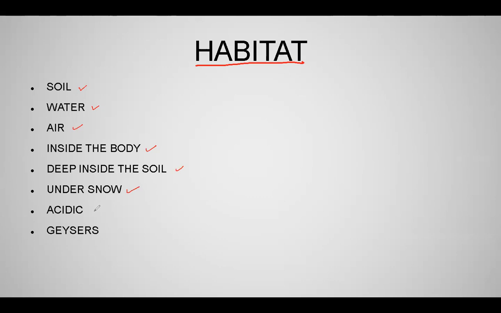You know, some of the soils are acidic, the pH is acidic. Even in acidic pH, they can survive. Normal living things don't survive. What are geysers? Geysers are thermal aqueducts, means from where hot water keeps coming out. And here the temperature is 100 degrees. There you find bacteria. They call this bacteria archaea, but in these extreme conditions, they can live. Archaea is a type of bacteria. So this is the habitat of bacteria. They live everywhere.